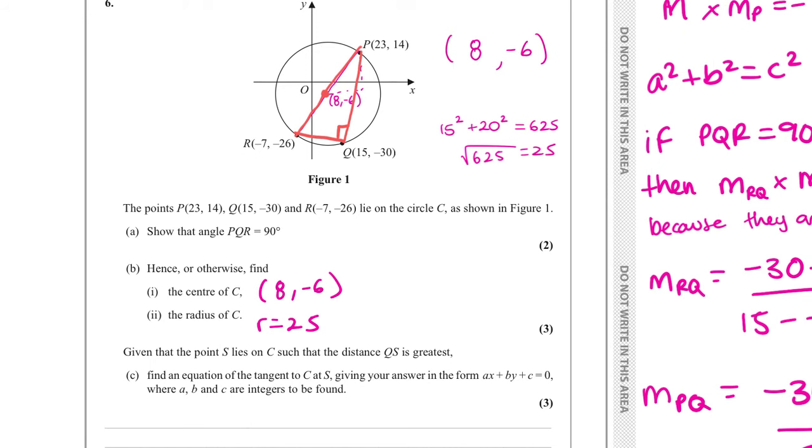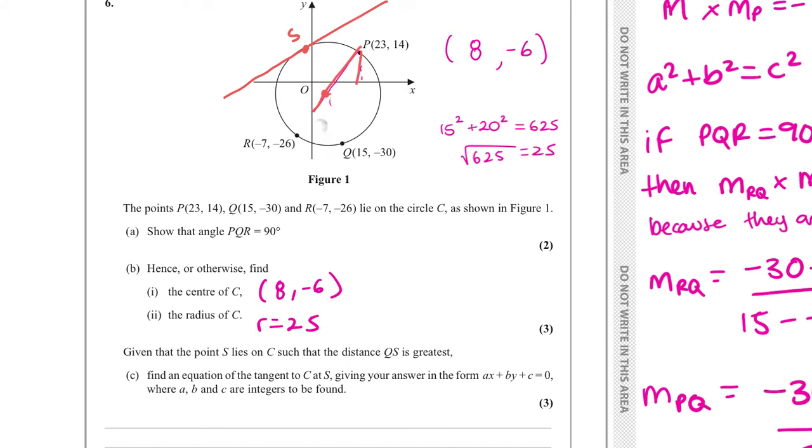Guys, what is the greatest distance QS? It means S must be here such that QS is a diameter. Find an equation of the tangent to C at S. So now we want to find the equation of the tangent line at S. Now, there's many different ways you can do this.